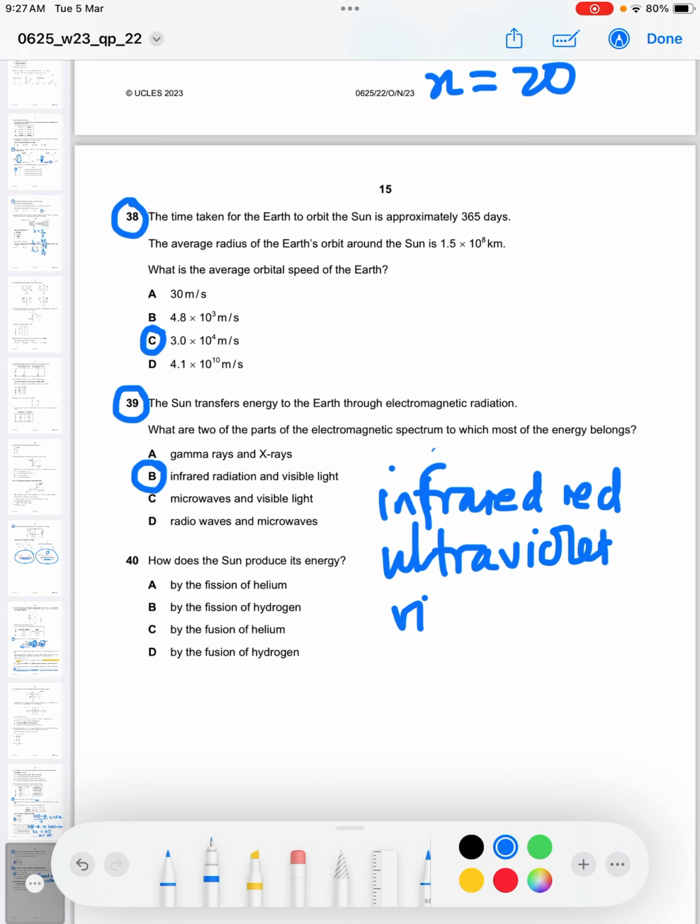then there is visible. You should know that X-rays are produced in an X-ray machine. Gamma rays are produced, of course, by nuclear fusion, so it is possible that gamma rays can be produced also, but in lower quantities. Then microwaves are produced by machines. Then radio waves are also produced by machines to some extent. So the only ones left, the two parts of the electromagnetic spectrum to which most of the energy coming from the Sun belongs, are infrared radiation and visible light.